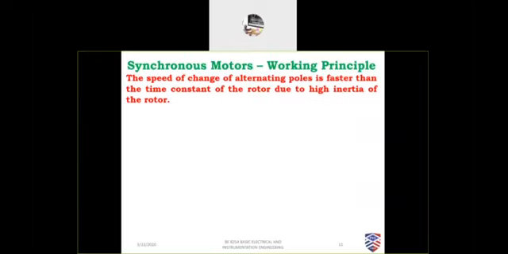The speed of change of alternating poles is faster than the time constant of the rotor, due to the high inertia of the rotor. This you take down. It is not there in the book.